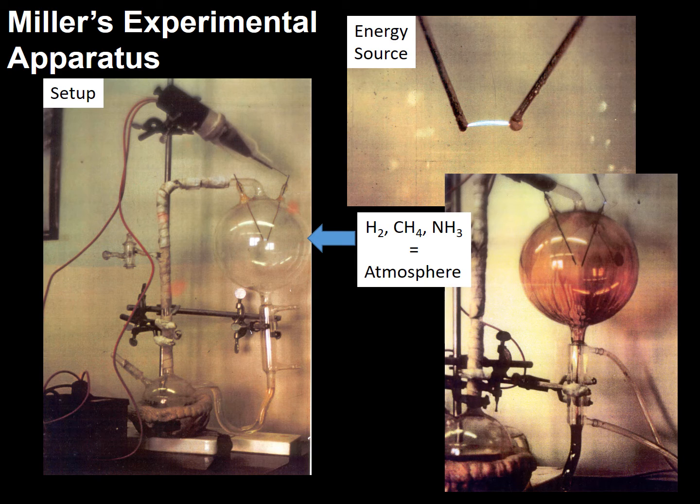This second chamber is filled with a variety of gases that the experimenter chooses. In this case, Miller used hydrogen, methane, and ammonia. Within this flask also, there are embedded two tungsten electrodes through which an electrical current can be passed, which then creates an electrical arc between the gap between the two electrodes.